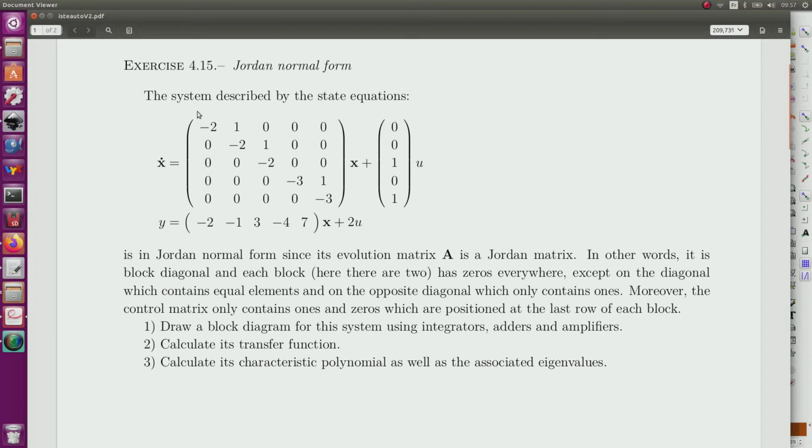Jordan normal form. I have a linear system with one input and one output that are described by this state equation. We can see that it is a Jordan form because the matrix is almost diagonal, with ones on the sub-diagonal. I have to draw a block diagram of this system using integrators, adders, and amplifiers, and calculate the transfer function and the characteristic polynomial.